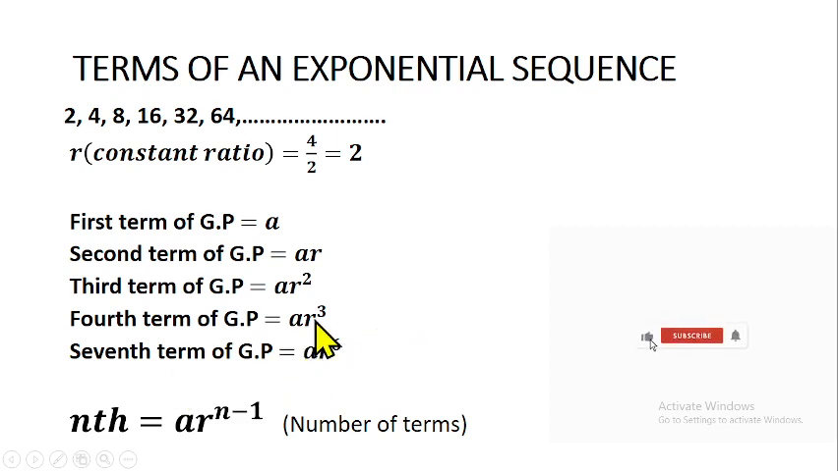The 10th term of a GP is what? AR raised to power 9. The 20th term of a GP, AR raised to power 19. The 58th term of a GP is AR raised to power 57. Do you understand that now? Then how did they get that?